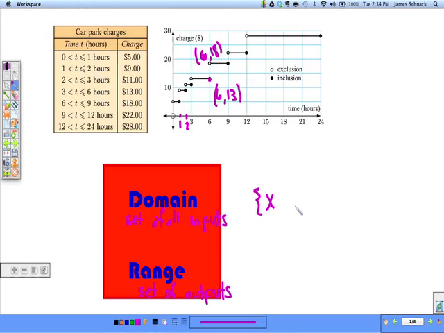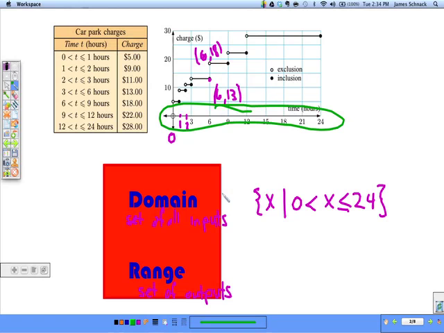The domain is going to be the set of all x's such that x is greater than 0, I don't want to include 0, but less than or equal to 24. The set of x's such that x is greater than 0 and x is less than or equal to 24. 0 is the smallest value at our graph, but we don't include it. And then our graph has values everywhere along here until we hit 24, then it's done. So that has to do with these numbers down here. The range.